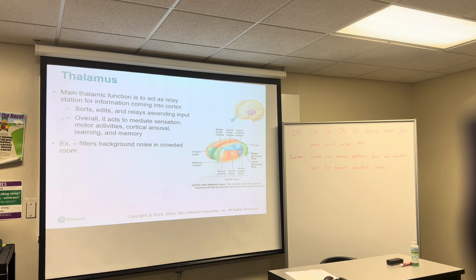What about the thalamus? The main thalamic function is to act as a relay station for information coming into the cortex. It sorts, edits, and relays ascending input. Overall, it mediates sensation, motor activities, cortical arousal, learning, and memory, and filters background noise in a crowded room, right? Even in this room, in addition to my voice, there are other noises. I don't know if you can hear them, but you are not focusing on that because your thalamus is helping you filter out what is important to you. Okay.